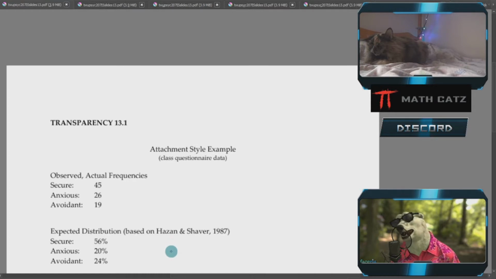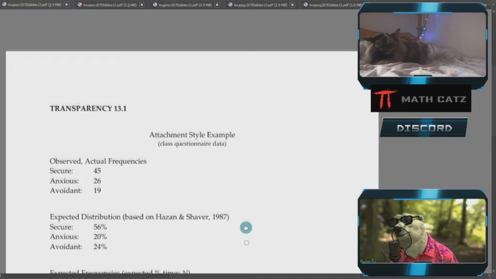Now, based on external research done prior to this study, we, for example, know that 56% of people in general have a secure attachment style, 20% an anxious one, and 24% an avoidant one. Our basic question is, how good does this observed survey result fit with the general public?